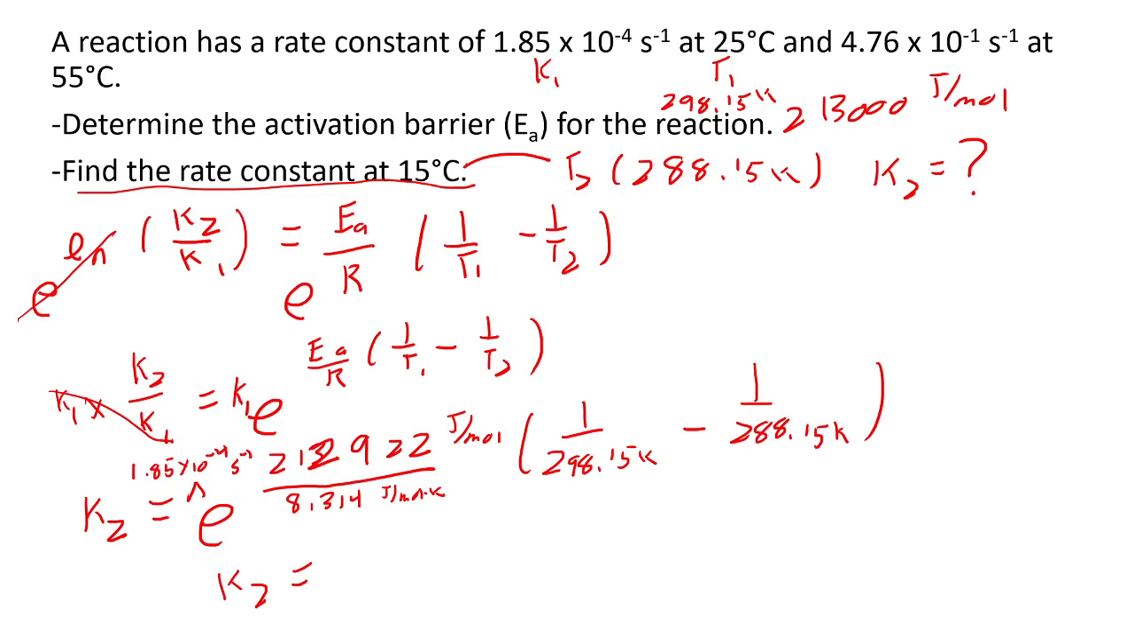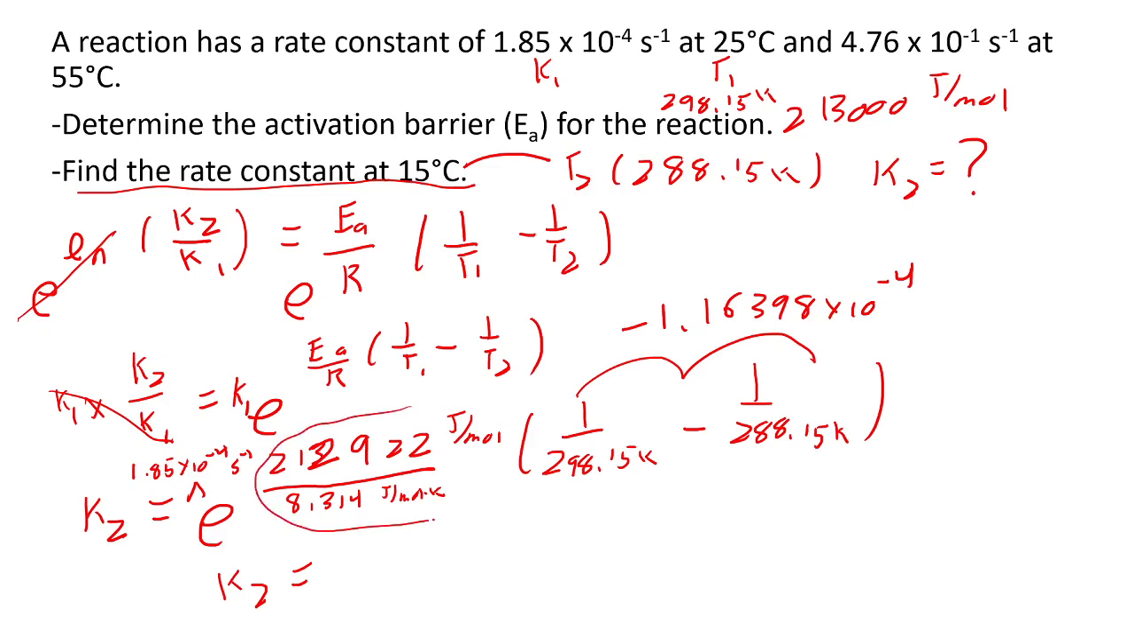These take a while. Okay. So for this little section here, I got negative 1.16398 times 10 to the negative 4th. Now we have to multiply and divide by the other two numbers, so dividing it by 8.314 and multiplying it by 212,922. And when I do all of that, so this whole thing, let's circle the whole thing.